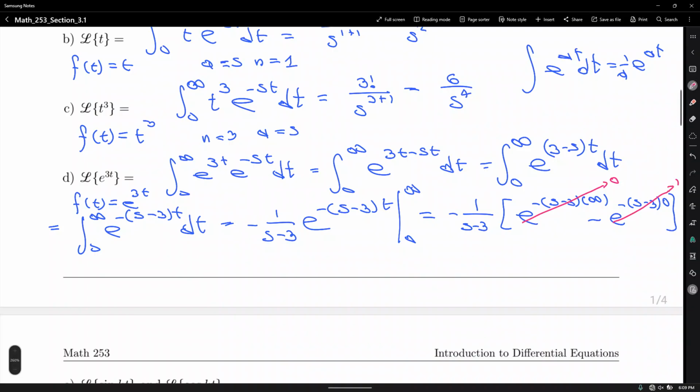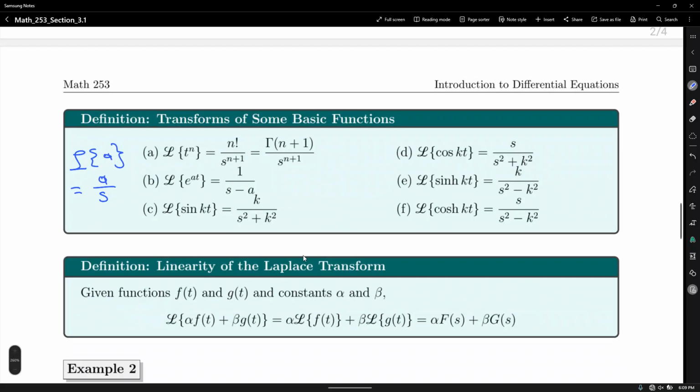All right, so we're going to be left with negative 1 over s minus 3 times 0 minus 1. Multiplying the signs, we get 1 over s minus 3. All right? That means the Laplace transform of e to the at equals simply 1 over s minus a. So rather than going through the integral, we're just going to use the formula. Well, where's that formula? The formula is right here. That's letter B, the second formula.